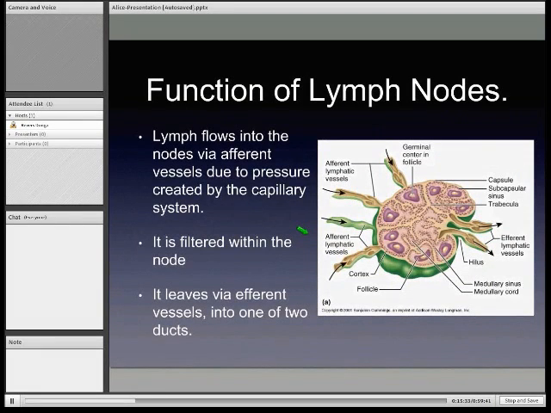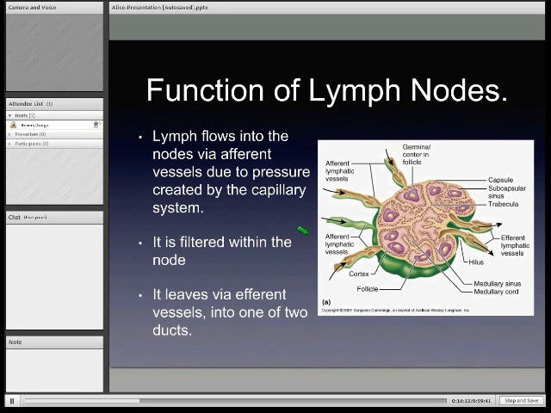Okay, so the function of lymph nodes. Lymph nodes are basically organs of the lymphatic system, and they have an important role in ensuring the proper function of the immune system. Lymph is the fluid that flows throughout the lymphatic system, and it enters the lymph nodes via afferent vessels. It moves through the lymph nodes, through sinuses, and finally exits via the efferent vessels. Lymph is formed from interstitial fluid, which is basically the fluid that bathes all of the cells in the body, and interstitial fluid becomes lymphatic fluid when it accumulates within lymphatic capillaries.